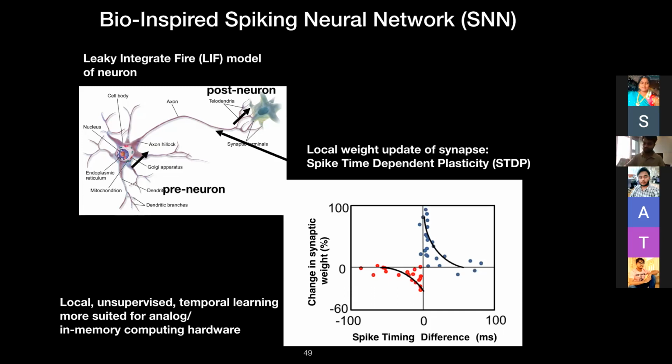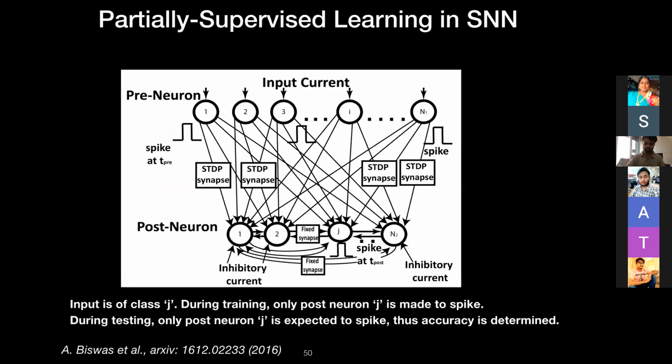Okay, so now we are trying to design neural networks here. Earlier the neural networks were just using the crossbar without spiking. Now you're going to use crossbars along with spiking.